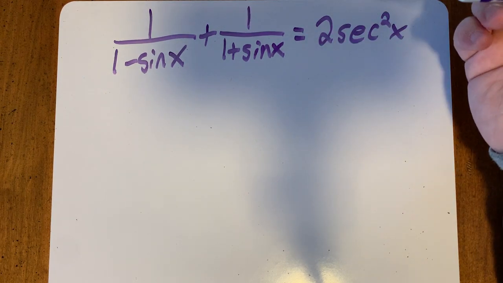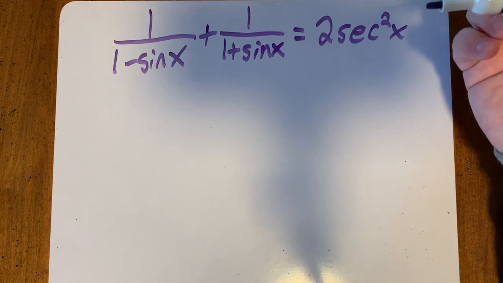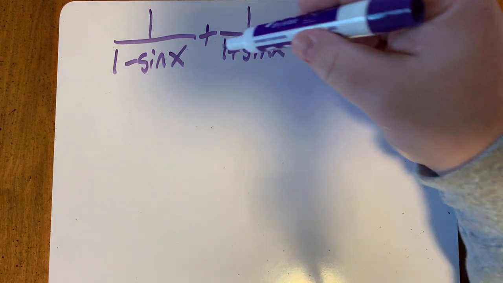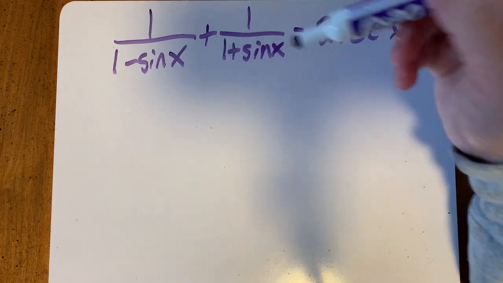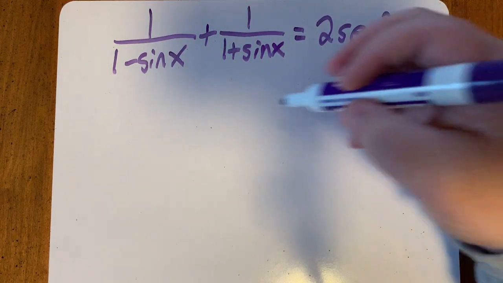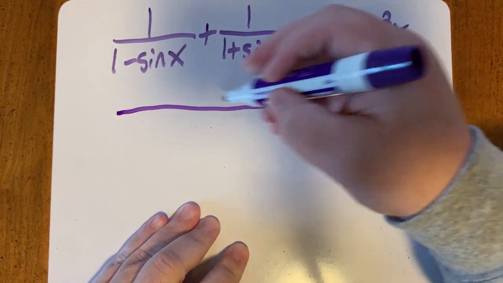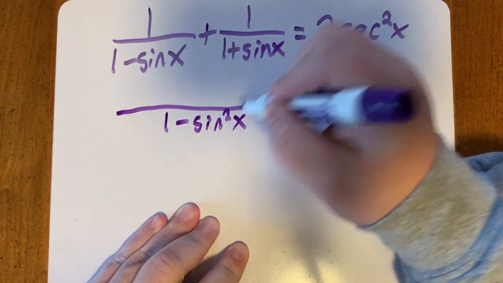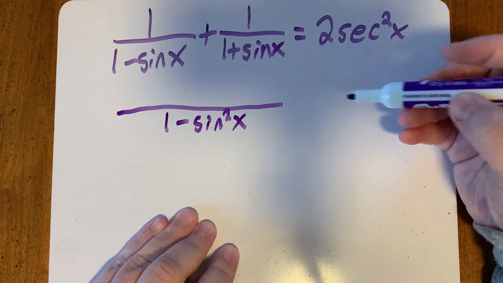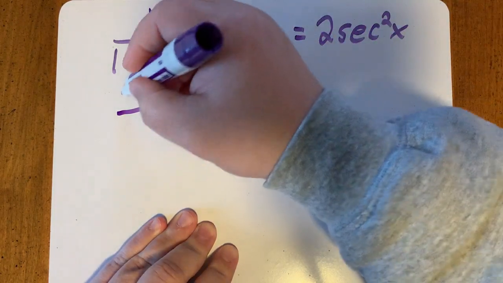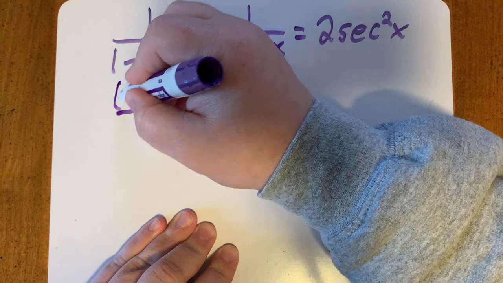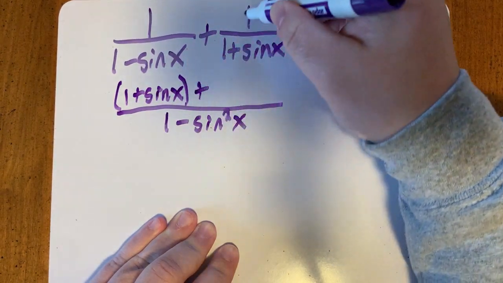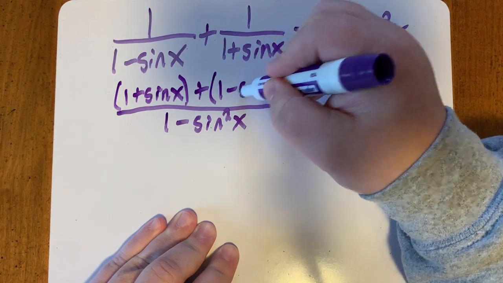So if we have two fractions added together and we want to make them 1, you need a common denominator. And the common denominator would be gotten by multiplying those two denominators together, which is 1 minus sine squared of x. So this one was missing 1 plus sine of x. This one was missing 1 minus sine of x.